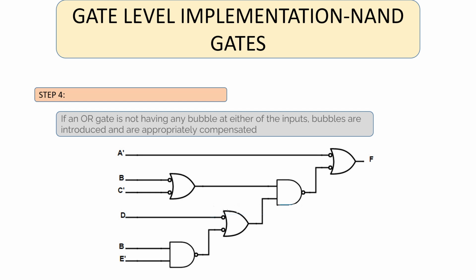So consider this OR gate. In the previous slide, there were no bubbles at the input. So bubbles are deliberately introduced. What do you mean by appropriately compensating? When you look at the previous slide, you can see that the inputs to this OR gate are B bar and C. Since bubbles are deliberately introduced, we invert the two literals and they now become B and C bar.